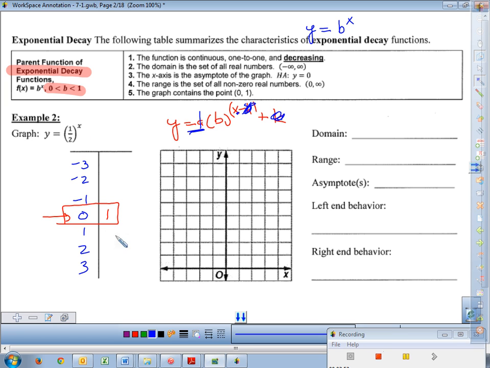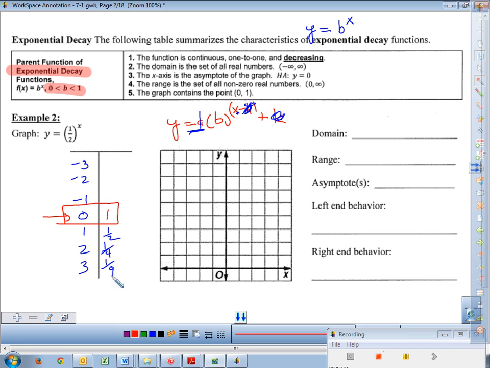So what if x was 1? What would you get? 1/2. Isn't 1/2 to the first power 1/2? What's 1/2 squared? 1/4. 1/2 cubed is 1/8. And then isn't this Mr. Plain Jane? So how will these numbers relate to those numbers every time?